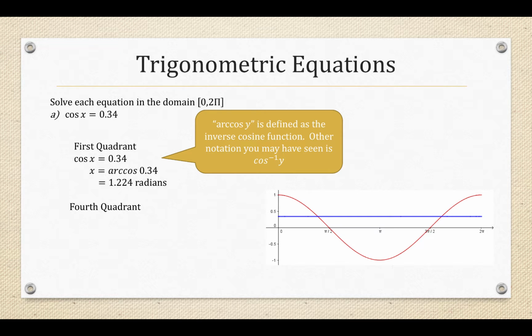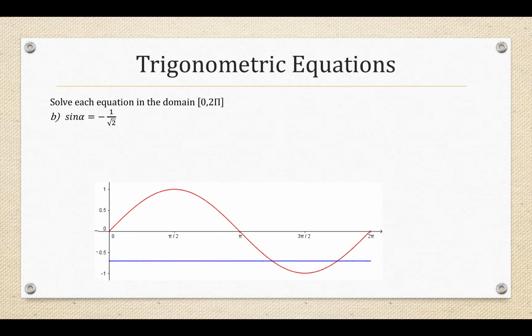And for our value of x in the fourth quadrant, we can use the symmetry of the cosine graph. Now it is symmetrical about pi. You can see that the solution lies between 3 pi over 2 radians and 2 pi. We can use our value from the first quadrant to calculate x. All we have to do here is take 2 pi and subtract 1.224. This will give the value of 5.06 radians.